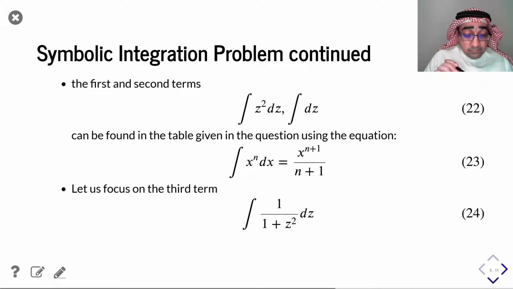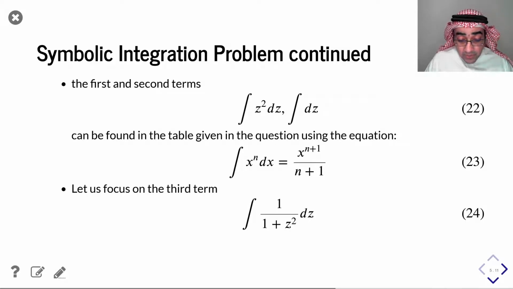So let's take the problem of the integral of 1 divided by 1 plus z squared dz. Now there is no safe transform that I can apply onto this. The degree of the numerator is less than the degree of the denominator, so I cannot do a long division. There is no sign, there is nothing. So I will be stuck, and I have to do another heuristic transform.